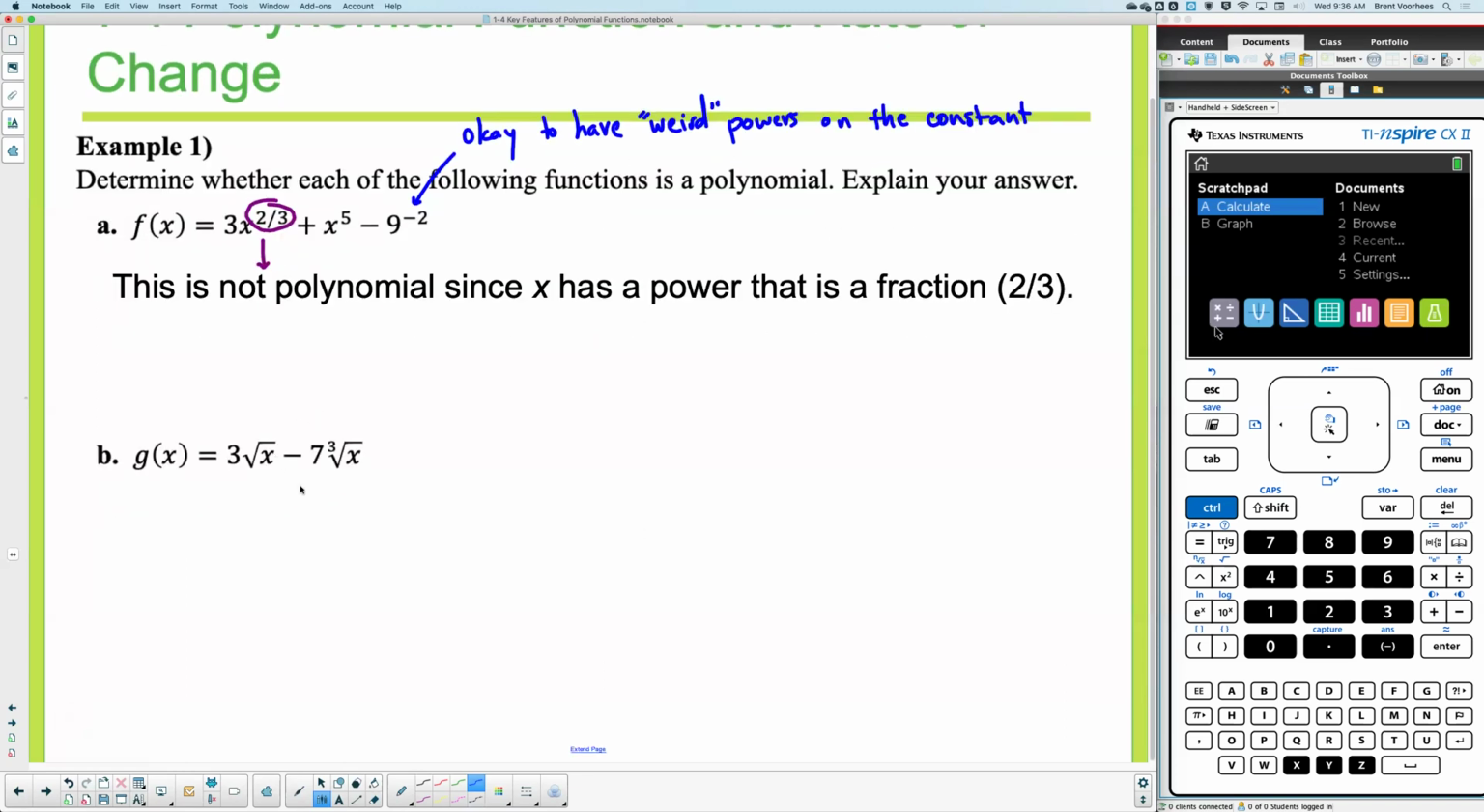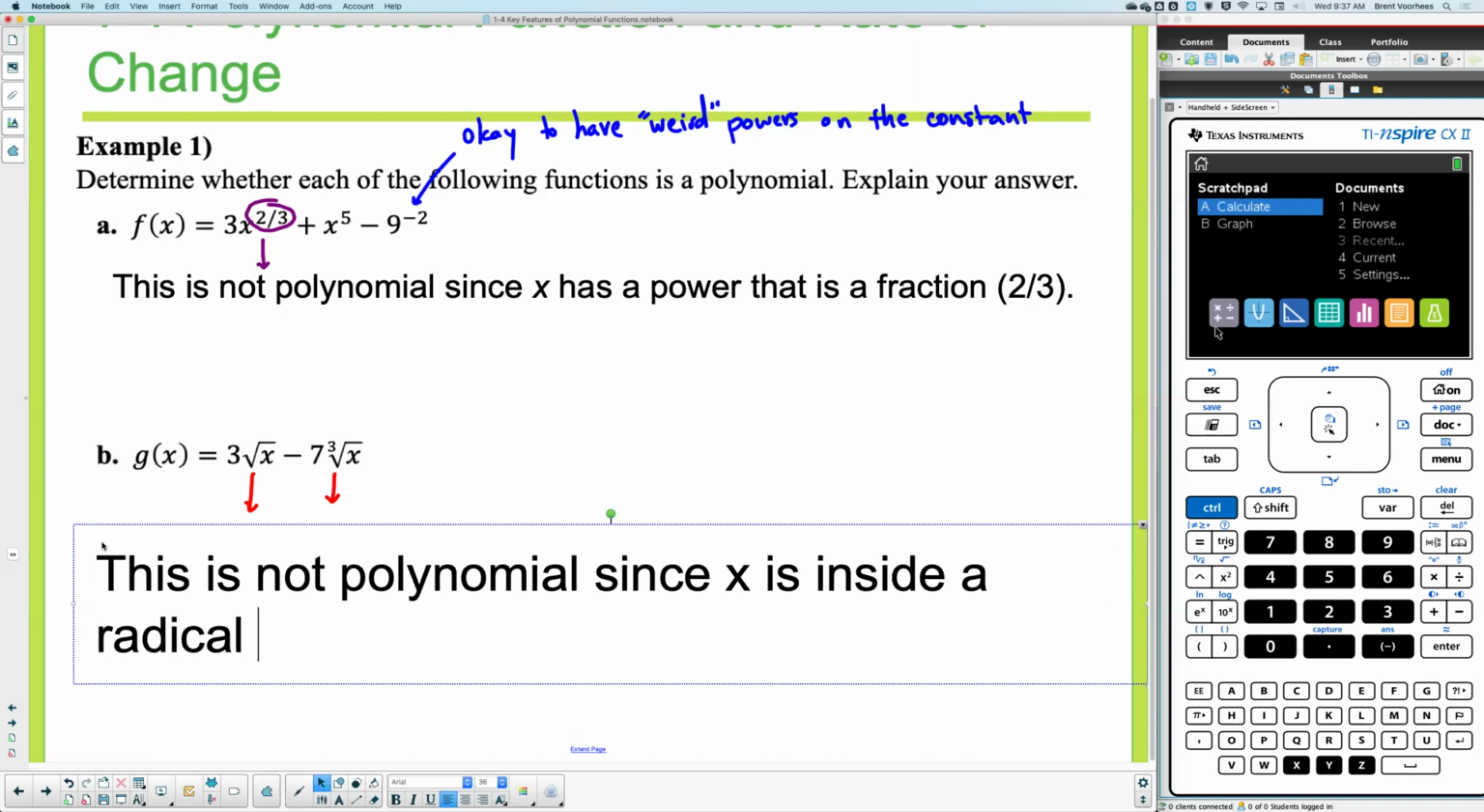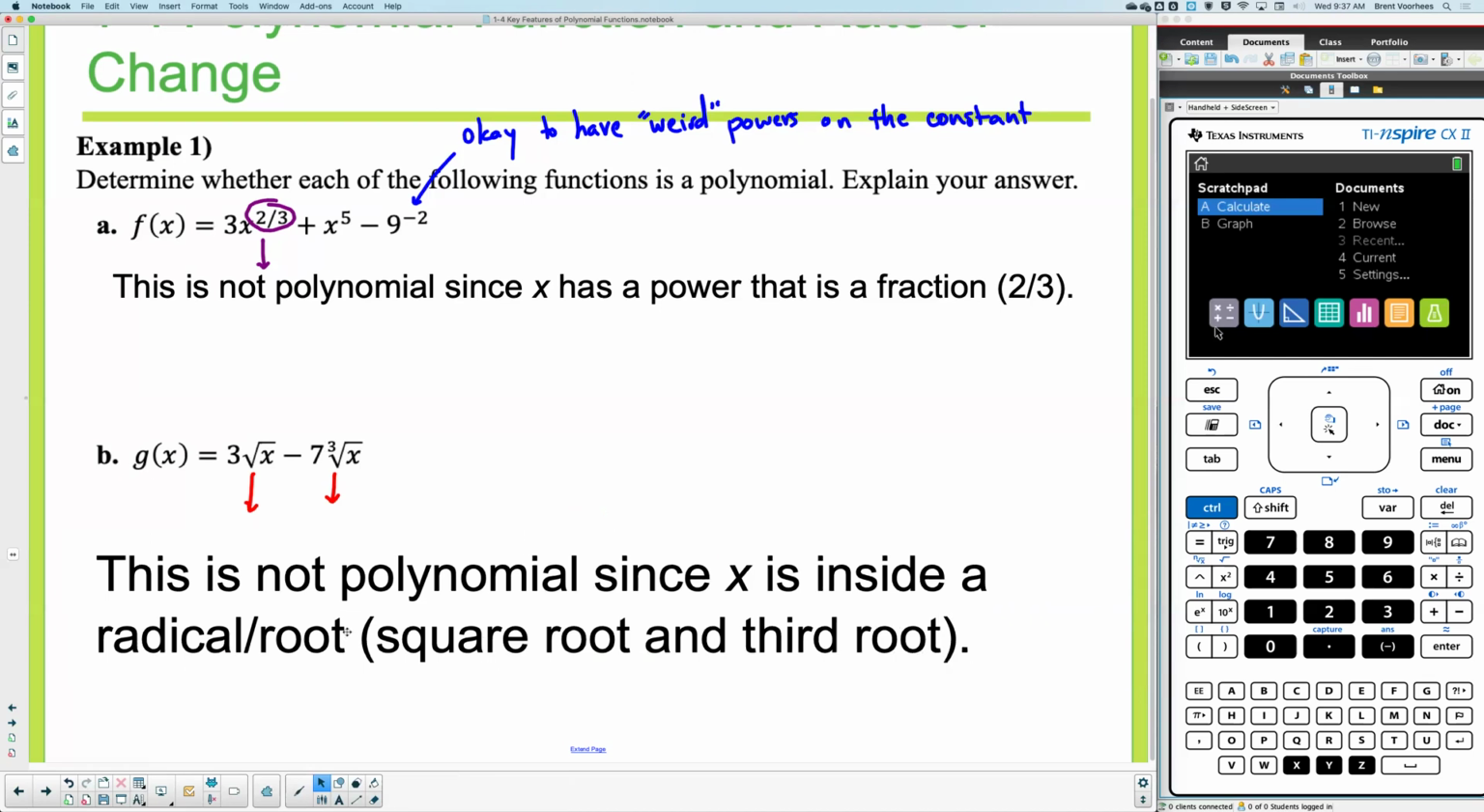Okay, let's go to the next one. Part B. What do you think? Is this a polynomial? No, very good. Why is it not polynomial? It has a radical. You're not allowed to have radicals when it comes to polynomials. So for 2 reasons, this one and this one, this is not polynomial. This is not polynomial since x is inside a radical or a root, whatever you want to call it. That's like a square root, that's a third root. You're not allowed to do that. That's the reason why. That is not polynomial.